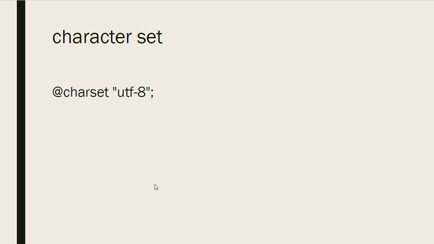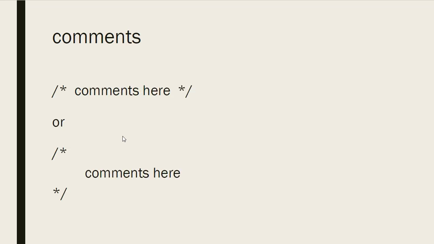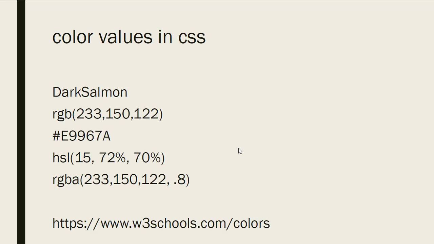Then we started working right in the CSS file, and at the very top, we saw how to add a character set definition where we define what character set we'll be using. We learned about comments. They can be single line or multiple line, but all of them use the /* */ version of comments. We learned about different color values that can be used in CSS and where we can find out more information about those in W3 Schools.